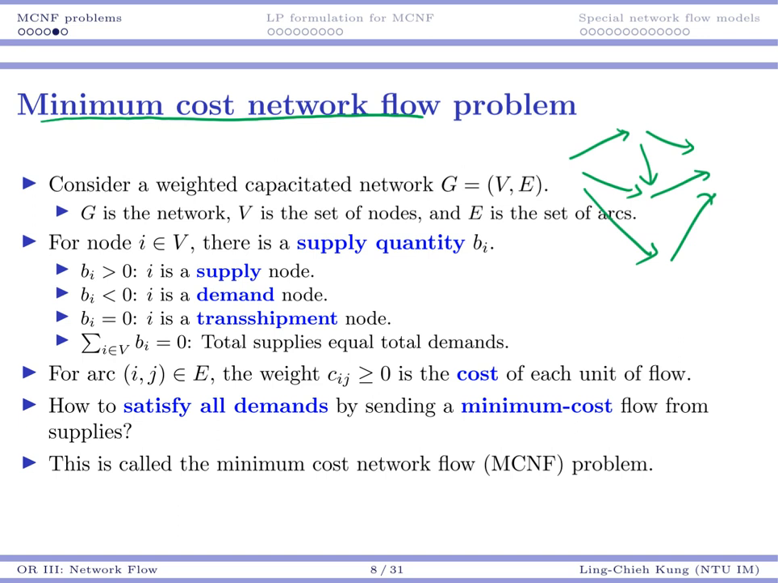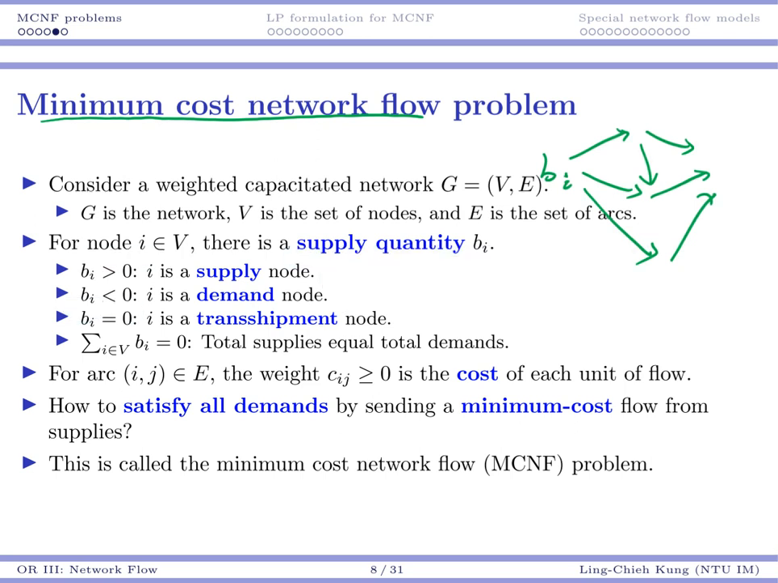For each node i, there is a supply quantity Bi. You may think about this as supply quantity, demand quantity. When Bi is positive, there are some units on hand that you may ship out from this particular node. So that's a supply node. Consider that as factories. When Bi is negative, that means you need to ship something into this node, or you may consider them as markets.